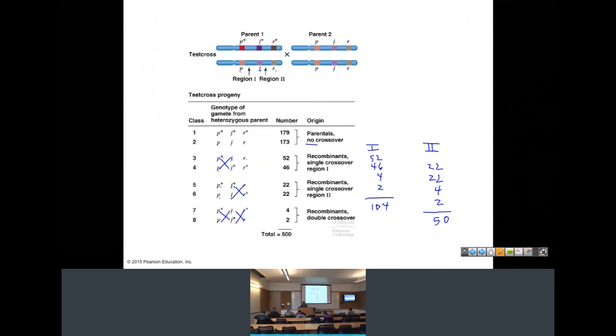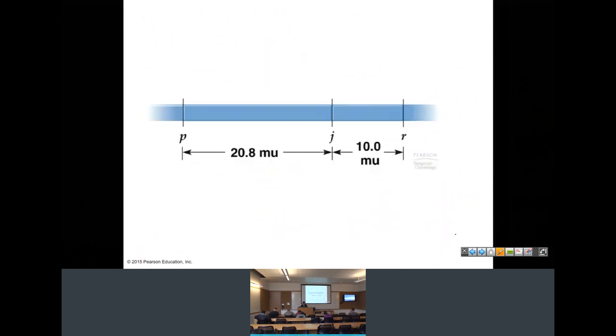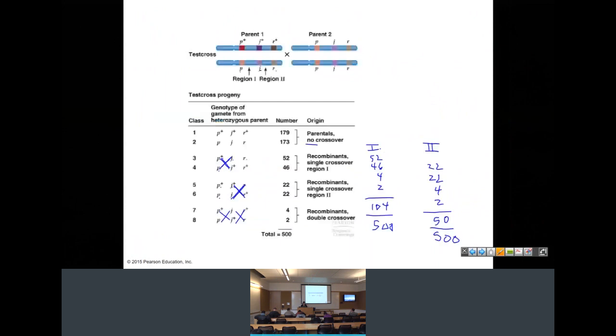If I added right, I think I did. This is the number between P and J, and the number between J and R. Then divide this by 500 to get your percent. And that will be the distance between P and J and R. So our map turns out to be 20.8 and 10. So 104 divided by 500 is 20.